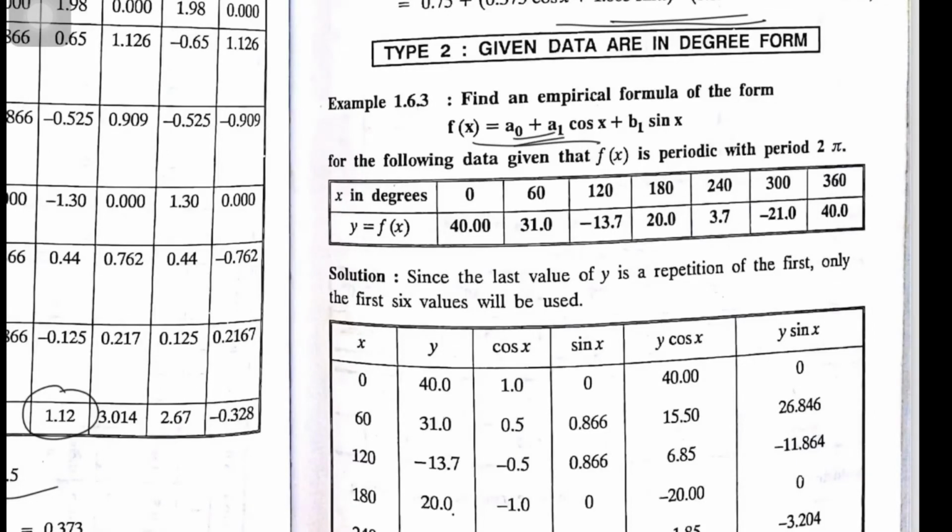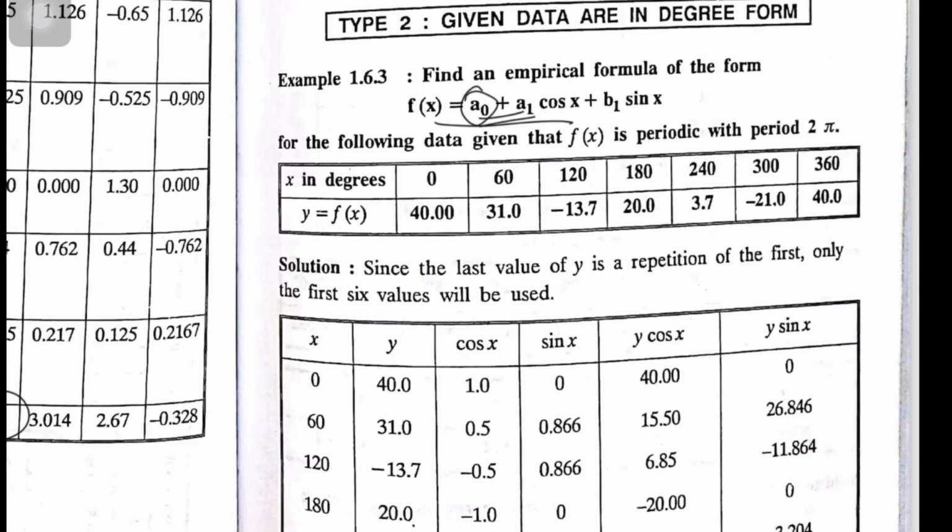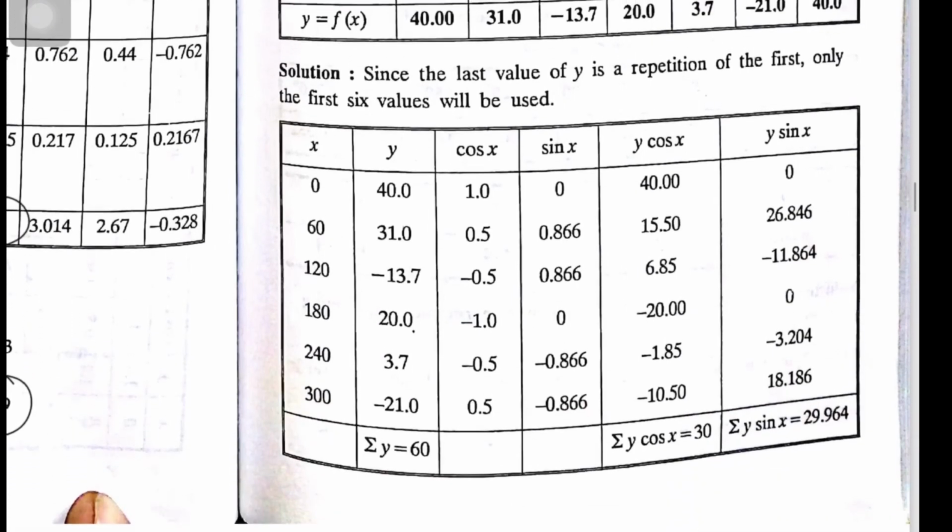In this particular problem, a0 plus a1 cos x plus b1 sin x, we should find what is a0, what is a1, and what is b1. The table is also given. So for this, just form the table.